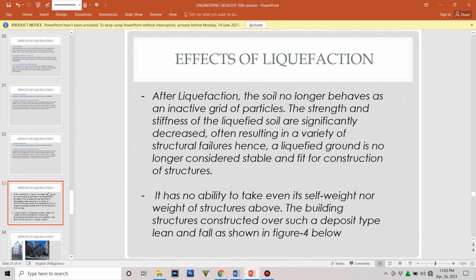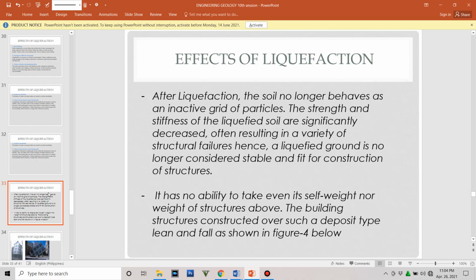So, after liquefaction, the soil no longer behaves as an active grid of particles. The strength and stiffness of the liquefied soil are significantly decreased. Take note of that. Often resulting in a variety of structural failures. Hence, a liquefied ground is no longer considered stable and fit for construction of structures.